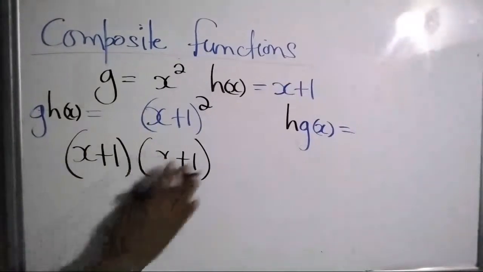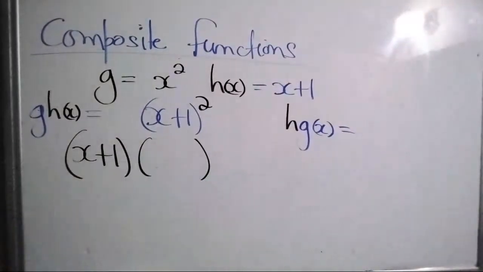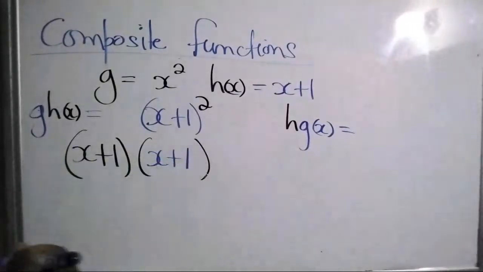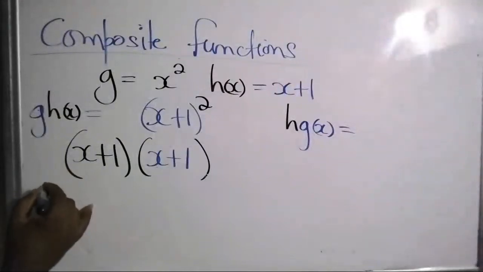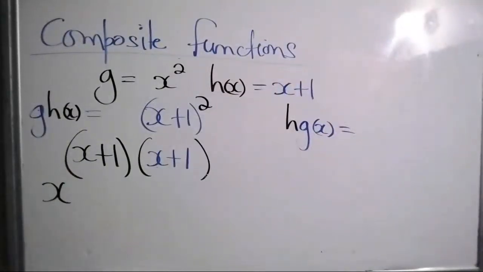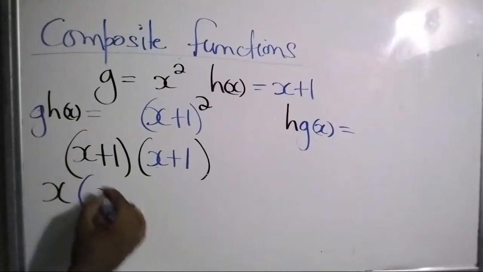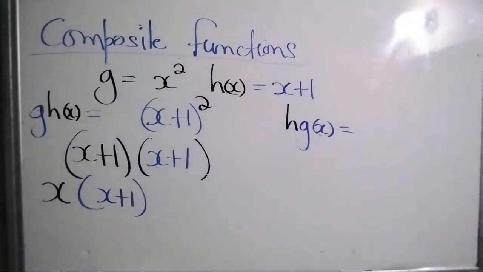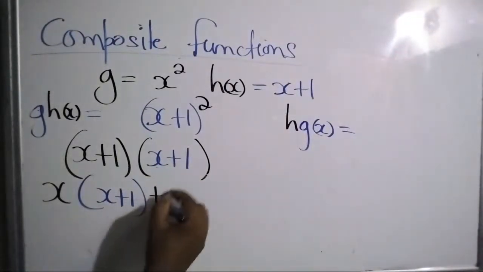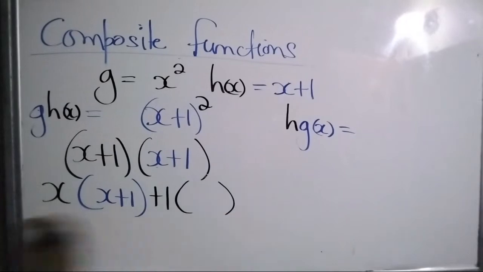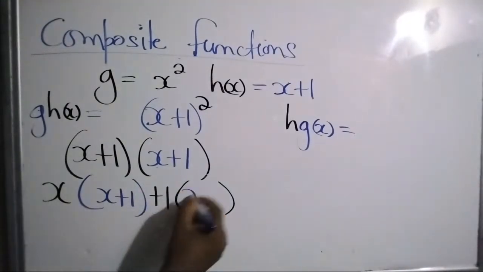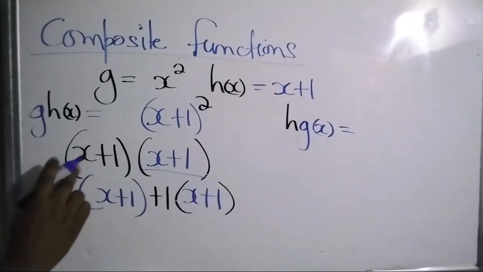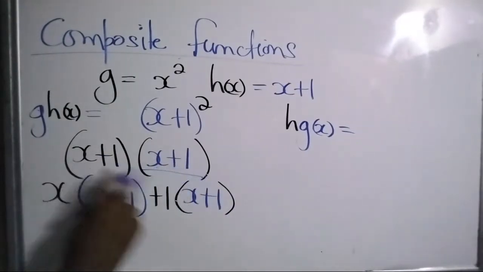I'm going to put this in blue just to differentiate what's happening. This is what we call expansion. This is already on my channel. So we have x multiplied by x plus 1, and we do the same thing: plus 1 multiplied by x plus 1. This is being multiplied by this, so it's this times all of this, and then this times this.